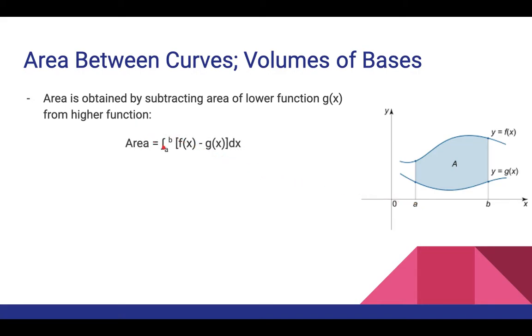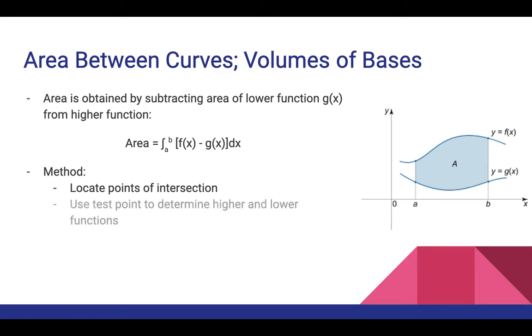So the area is the definite integral from a to b of f of x minus g of x. The method that we use: we locate the points of intersection. We use a test point between the points of intersection to determine higher and lower functions, aka higher function f and lower function g, and then we integrate.